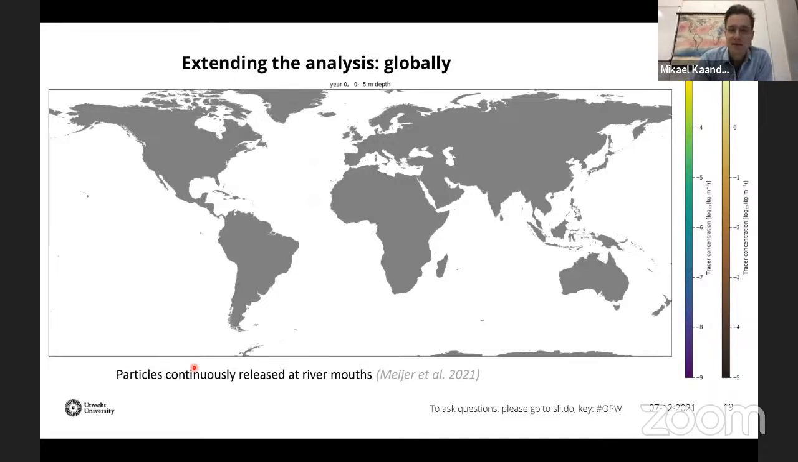What we did in this animation is we release particles at river mouths according to this model by Meijer et al. And then we calculate how this influences the plastic concentrations in the seas. So in the water, we get plastic concentrations in terms of kilograms per cubic meter. And in this model, we will also allow plastics to beach and resuspend back into the ocean again. So we also calculate the plastic concentration on the beaches in terms of kilograms per meter. Now we will run this animation.